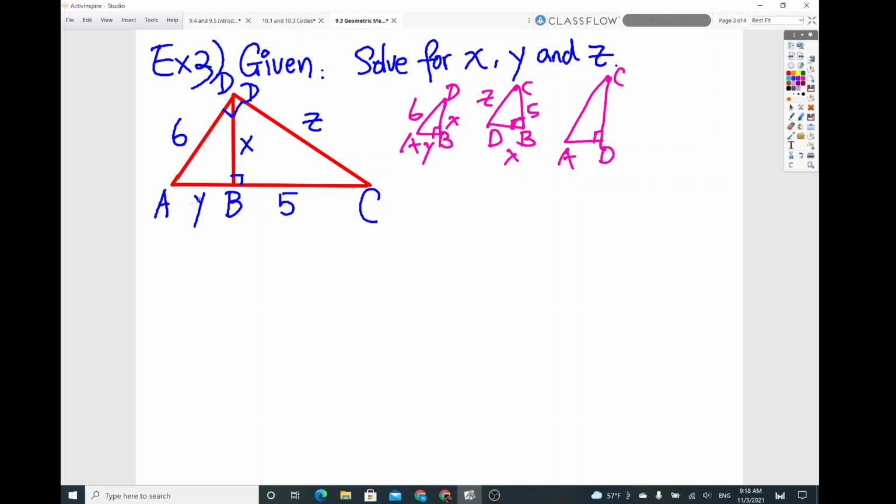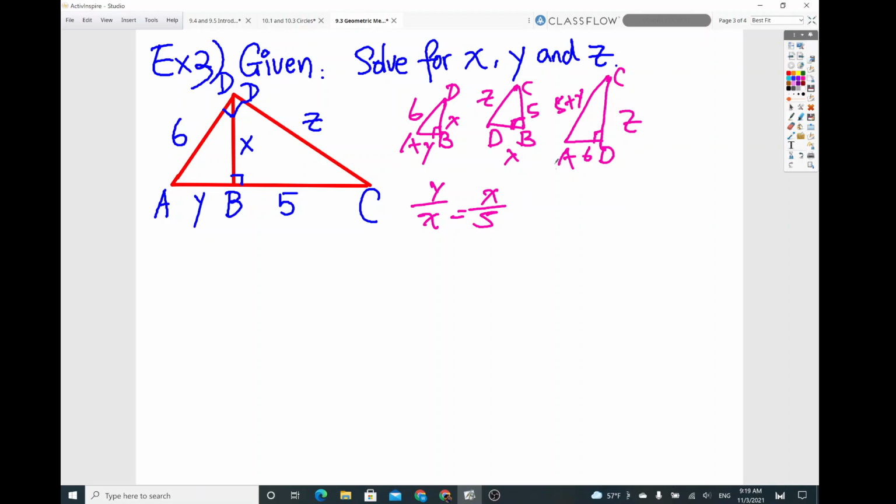Okay, so using the segments, the base, then that'll be 6. Hypotenuse, which is 5 plus Y. And then the height, then that'll be Z. Okay, so using proportionality, geometric mean, the comparison. So this one we can set up the proportionality with the small triangle comparing to the medium triangle. So we can set up y over x equals x over 5. Okay, so that's one of the equations.